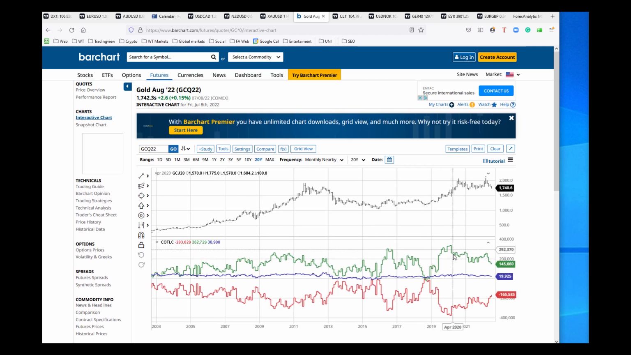You can see that large players here are obviously heavily short, but definitely not that short compared to these previous readings, which was back in, what, 2018, and then even 2016. Okay, and this was, I believe, 2014. So it looks like there's still room for these players to be even more short before we move into some extreme levels and potentially turn around here.